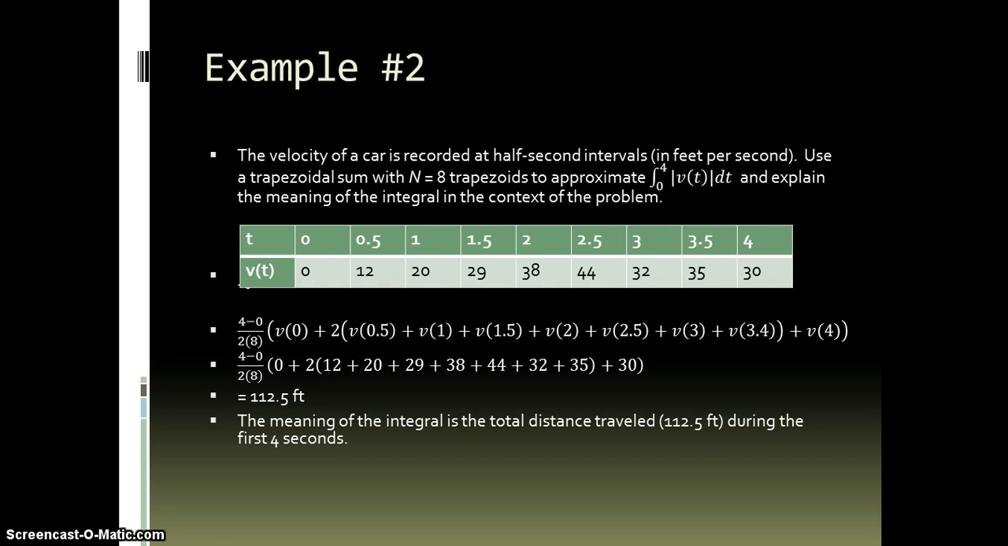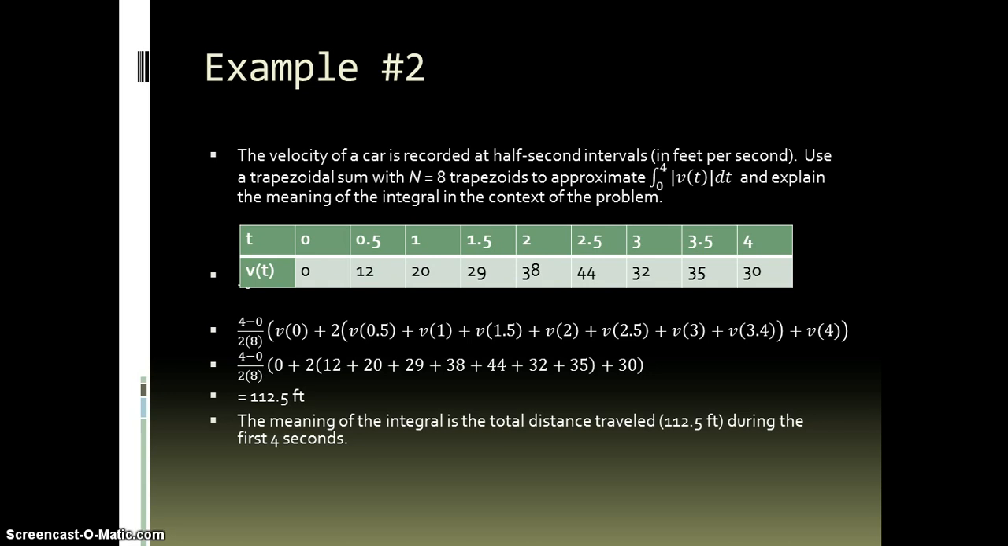When you're using a chart, make sure that you cite the chart by explaining that you're using v of 0, v of 0.5, v of 1, etc., and then go on to a second line to show that you've actually plugged in the values. This is part of the work points. I have a v of 3.4 on the work there. Please ignore that. That should be a v of 3.5. When you work it out, you use your trapezoidal rule, you end up with 112.5 feet.